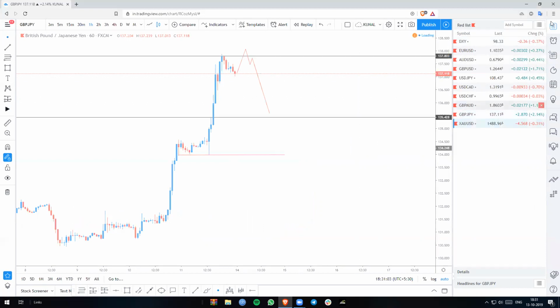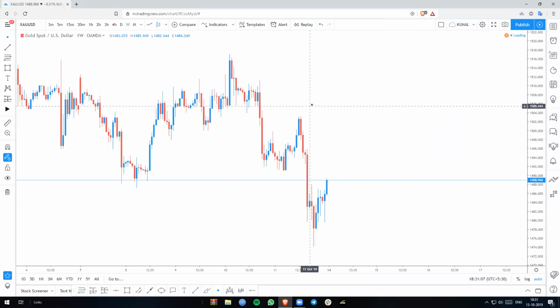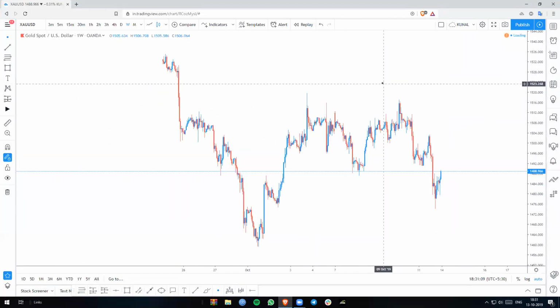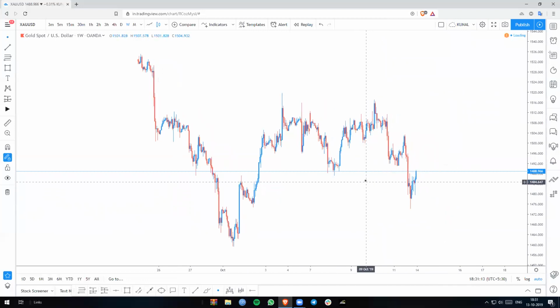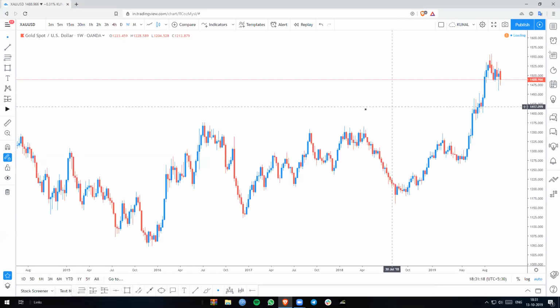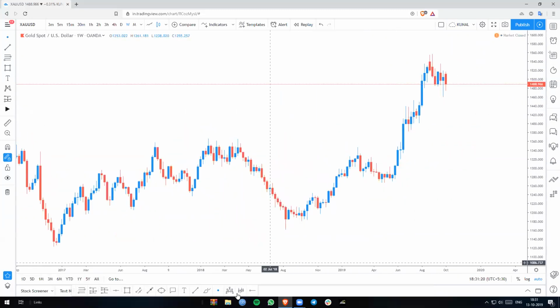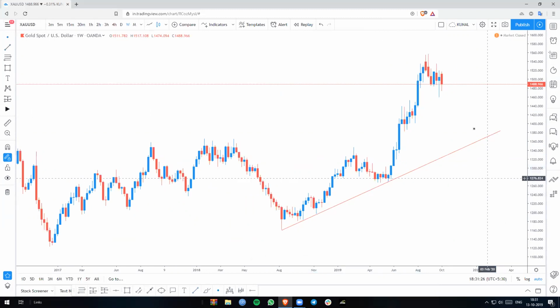Gold. I'll start from the weekly time frame for now. Okay. Nice. Gold is showing us some great opportunities at the moment.